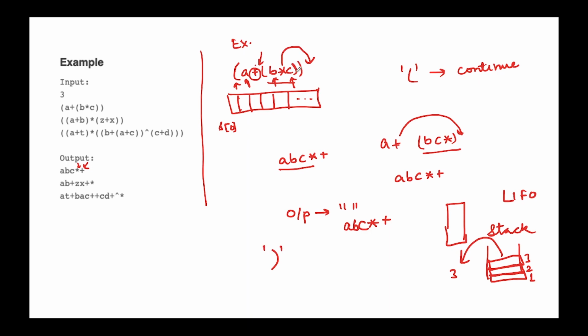So now whenever we come across an operand, we'll just add it to our stack. Let's say I have seen it here, I will push it to my stack, so it will come here. Now I found star, and it will come here.